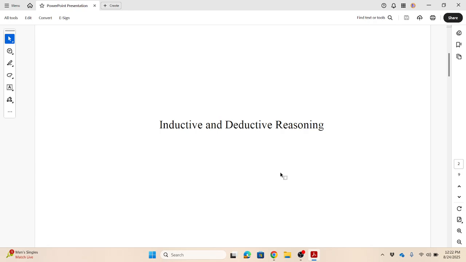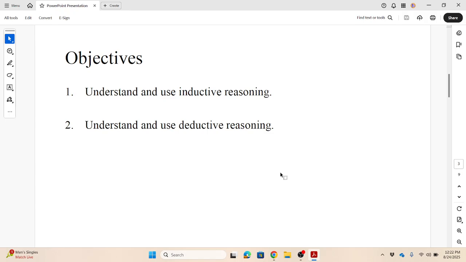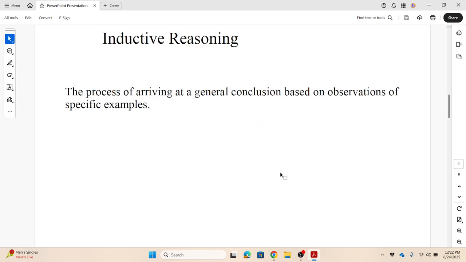Inductive and deductive reasoning. These are the two topics we're going to discuss in this section. We try to understand and use inductive reasoning and deductive reasoning. So the question is, what is inductive reasoning? The process of arriving at a general conclusion based on observation of specific examples. So the meaning is, let's say you have some specific examples and you would like to generalize from those examples. That's called inductive reasoning.